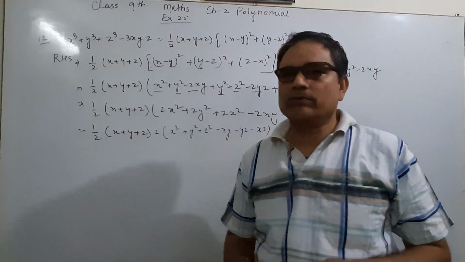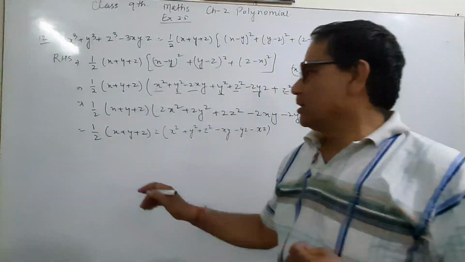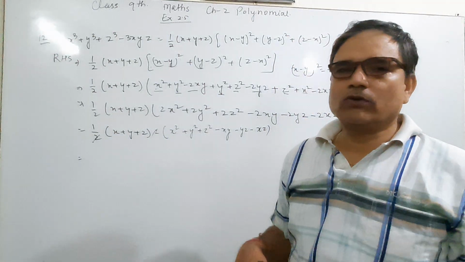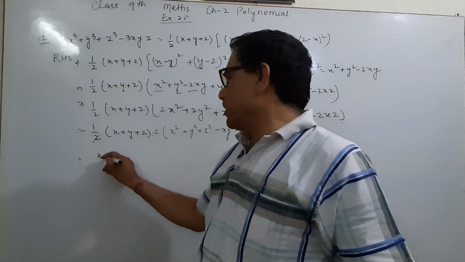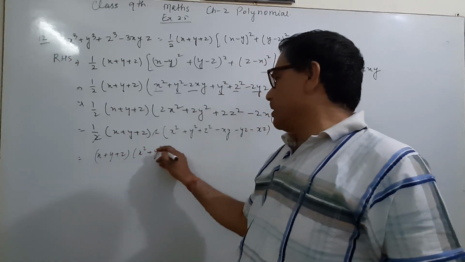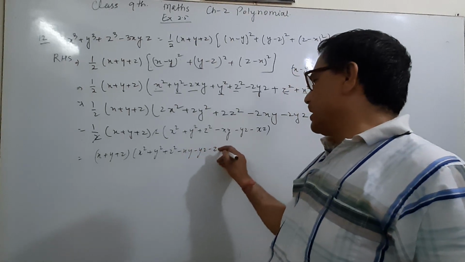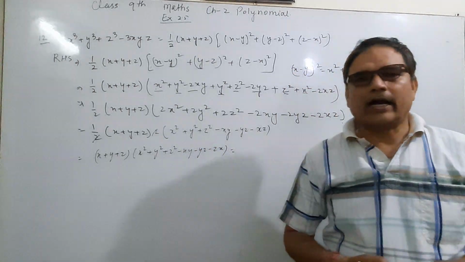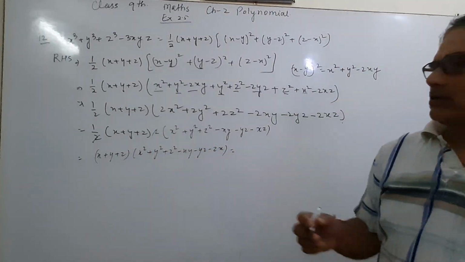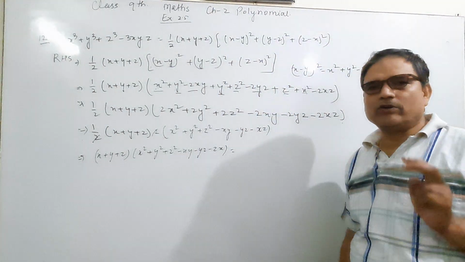And now again, do it yourself. What step will you do now after this? You will cut the 2. On the left, you have to write the same: x plus y plus z, x square plus y square plus z square minus xy minus yz minus zx is equal to. And now tell me, this into this is equal to what? Do it yourself after stopping the video and check yourself.